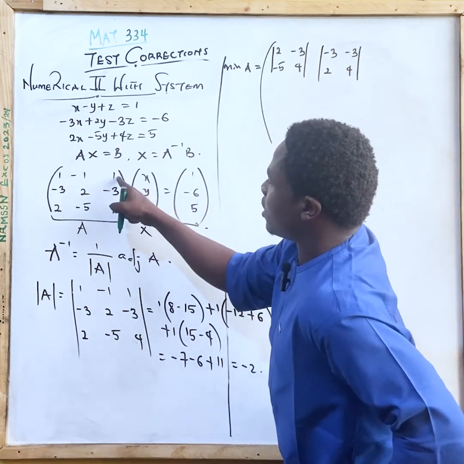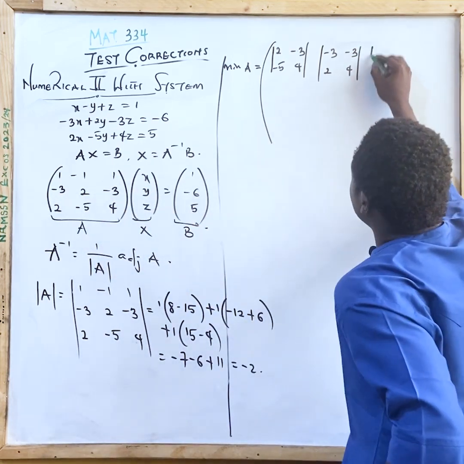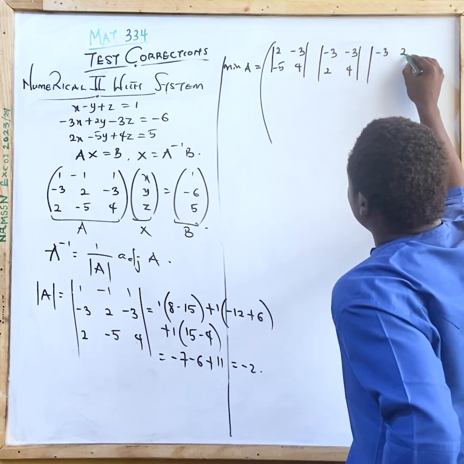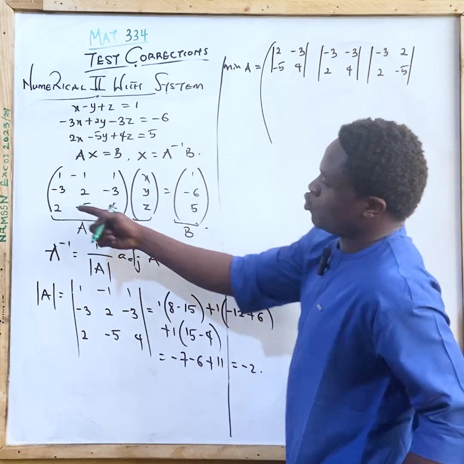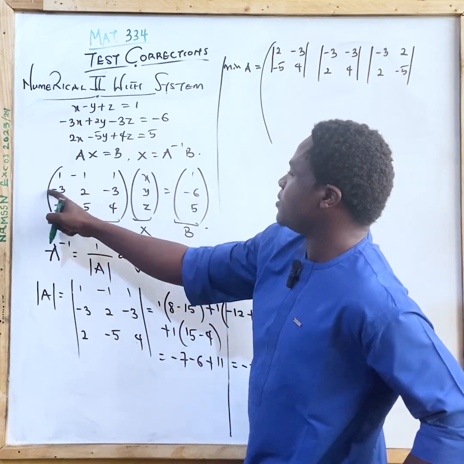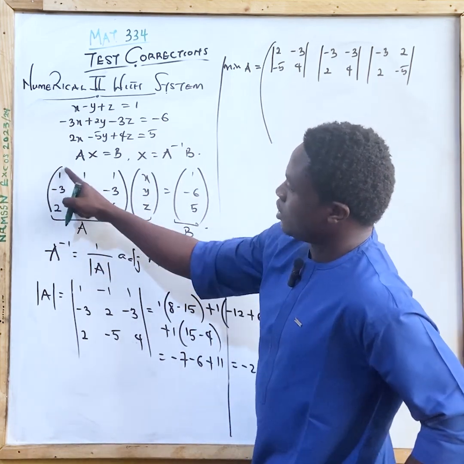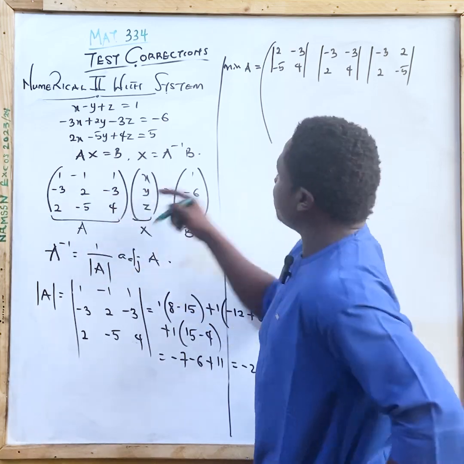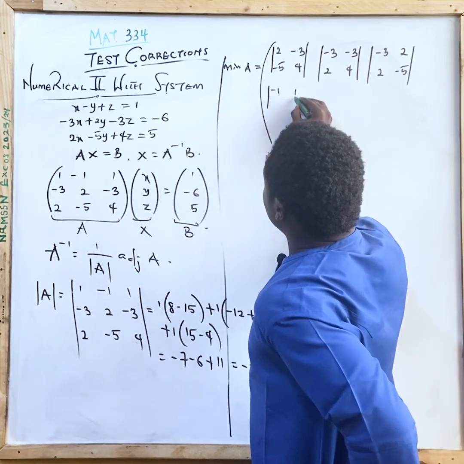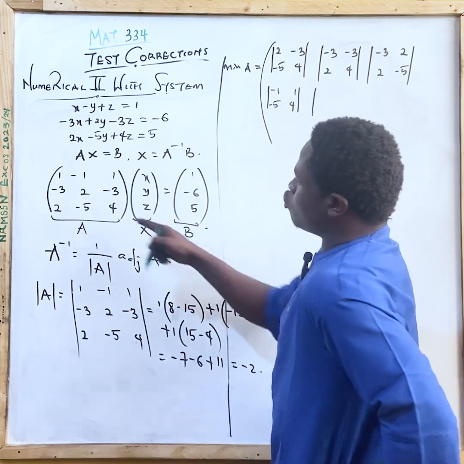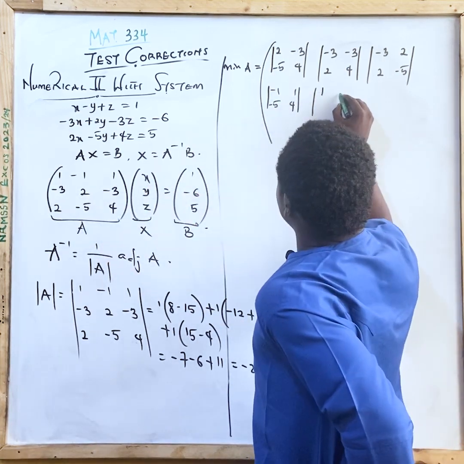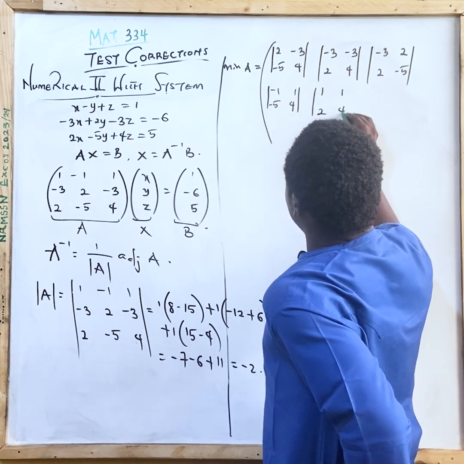The minor of 1, I'll have minus 3, 2, so I have minus 3, 2, 2 minus 5. Then we go on to the second row. The minor of minus 3 here will be minus 1, 1, minus 5, 4. The minor of 2 will be 1, 1, 2, 4.